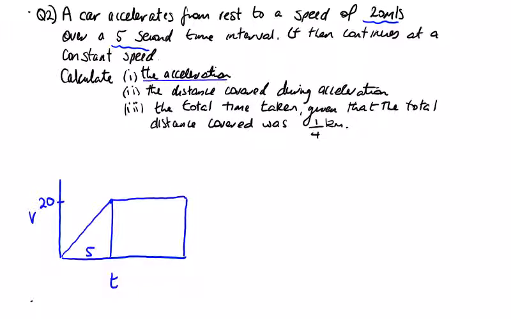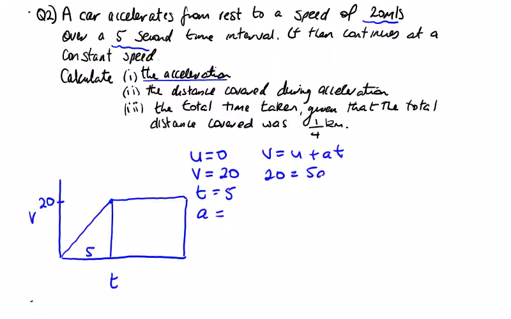So we want to calculate the acceleration. We have my initial velocity, my final velocity. We have my time, and we need a. And you can see from the equation, we would use v is equal to u plus at. So 20 is equal to 5a. So my acceleration must be 4 meters per second squared. And you can see that if you're going to go from 0 to 20 in 5 seconds, it is an average of 4 meters per second squared, or an acceleration.